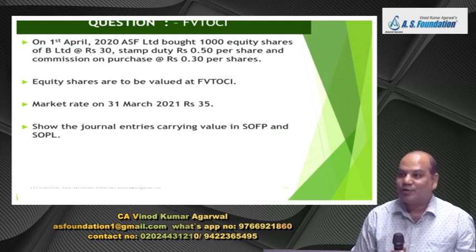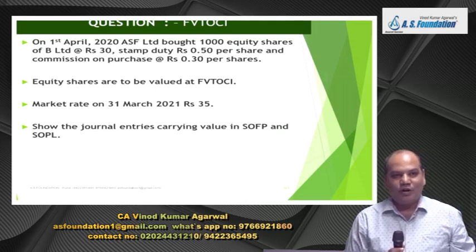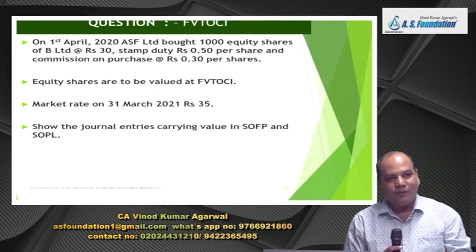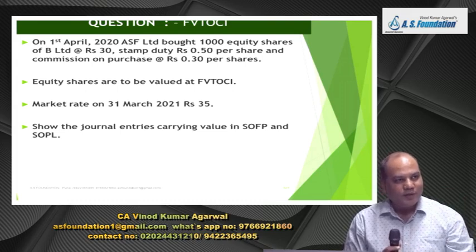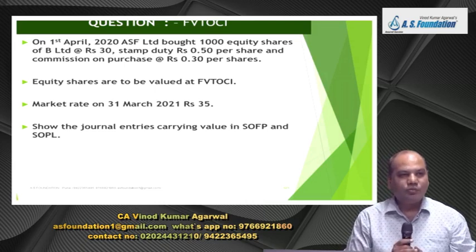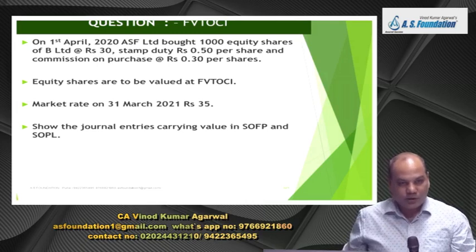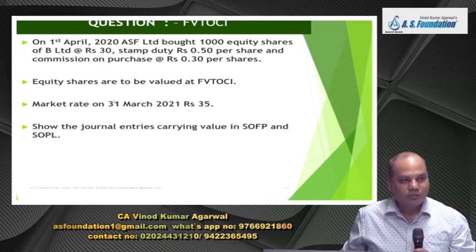Equity shares are to be measured at FVT OCI. The same problem I took as FVT PL also. And you will see the difference in the accounting. Closing balance is 35 rupees per share. Show journal entries and carrying value in SOFP and SOPL. Will you pass the same entries or different entries this time?